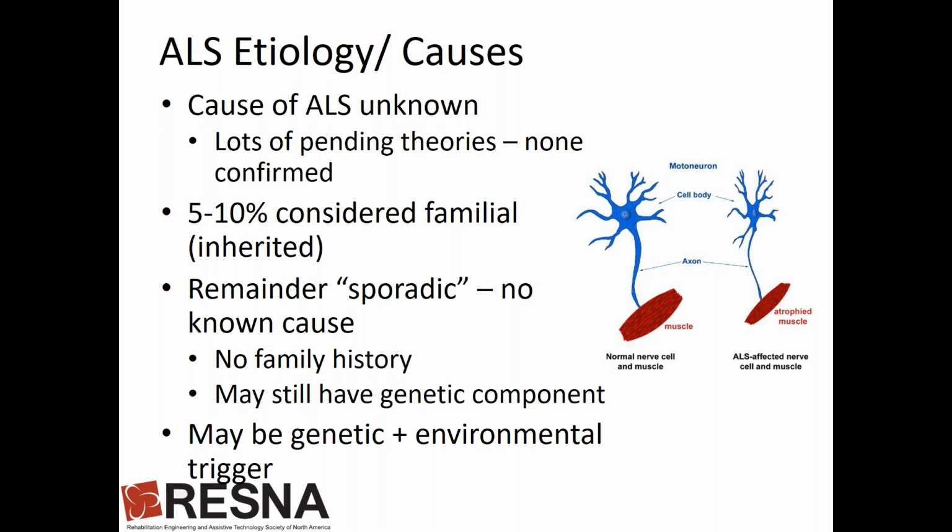So if 5 to 10% are familial, that means that for 90% there's no known cause. No family history, no genetic component. Again, there's theories that sometimes we blame the environment, all the chemicals out there, but they really don't know. And I've never heard it to be an autoimmune disease similar to multiple sclerosis, but it's just something is attacking all those motor neurons.